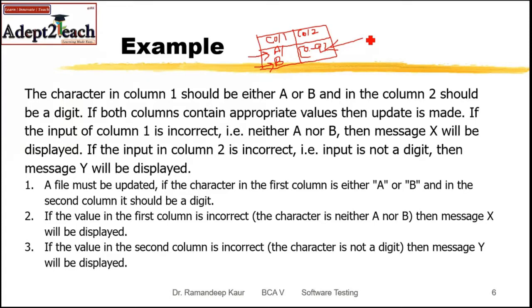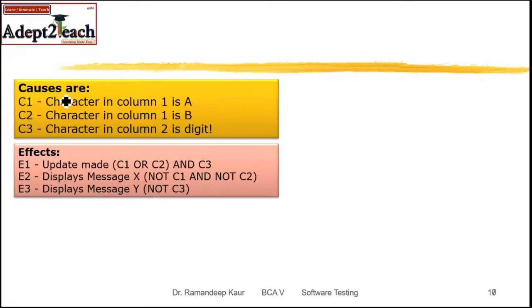If the input in column 2 is incorrect, that is, it is not a digit, then message Y will be displayed. So I have made 3 causes. First cause, the character in column 1 is A. Second, the character in column 1 is B. Third, the character in column 2 is a digit. So I have written both the conditions of column 1 and one condition of column 2.